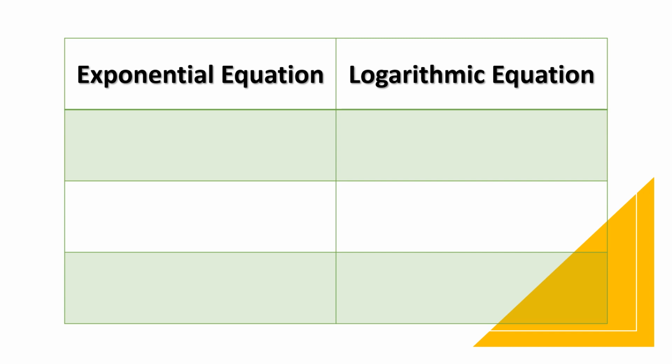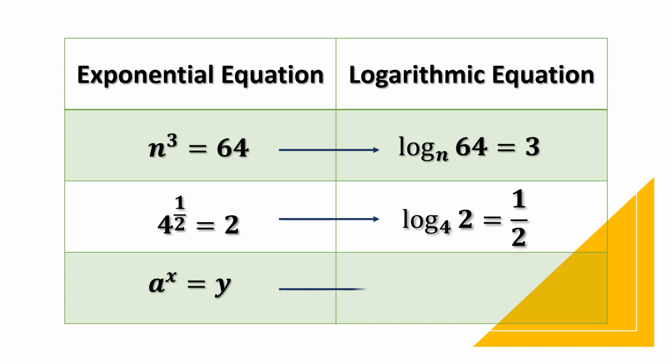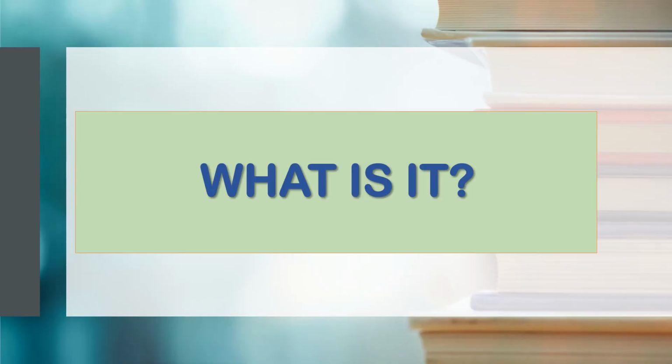Here is another set of examples. We have n raised to 3 is equal to 64. In logarithmic equation, the log of 64 with base n is equal to 3. 4 raised to 1/2 is equal to 2. Log of 2 with base 4 is equal to 1/2. A raised to x equals y. Log of y with base a is equal to x. So what is a logarithmic expression?